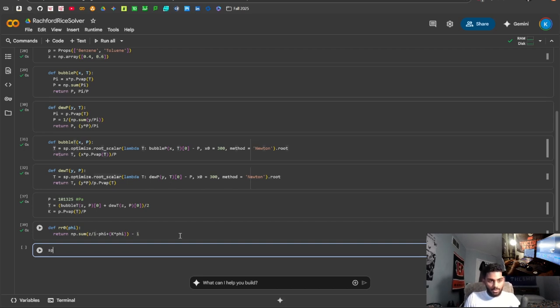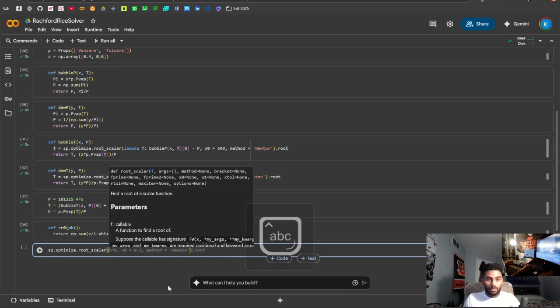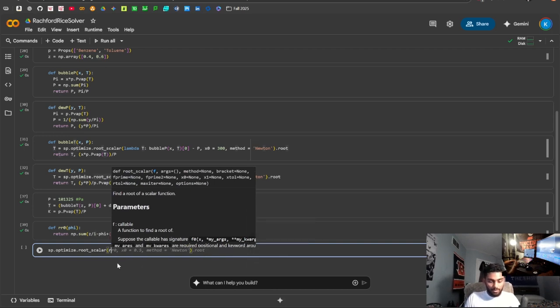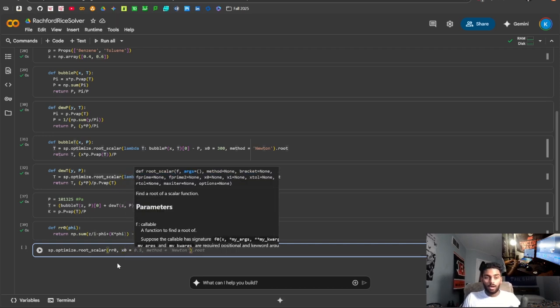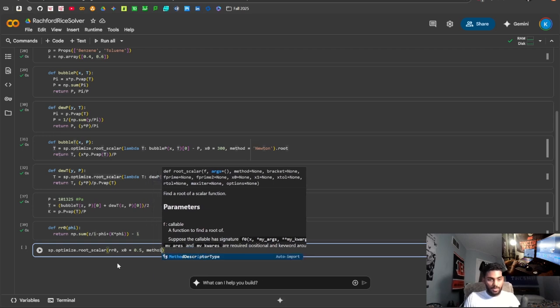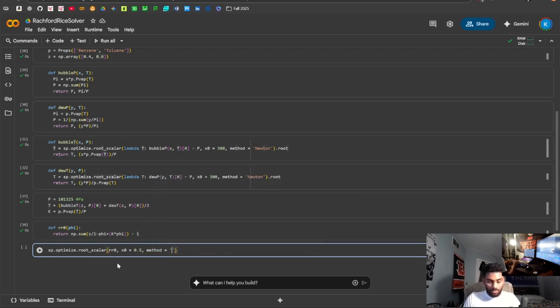So let's just run this really quick. So scipy.optimize.root_scalar, and we're going to have to give it a few things first. First, we're going to give it the function that we want to zero out, the target function that we had just created. We need to give it an initial guess. So our initial guess is going to be for our phi value. So initially, let's just say that we have a 50-50 phase ratio between our liquid phase and our vapor phase fractions. So 0.5. Set this method equal to Newton's method, and let's just see what it does.